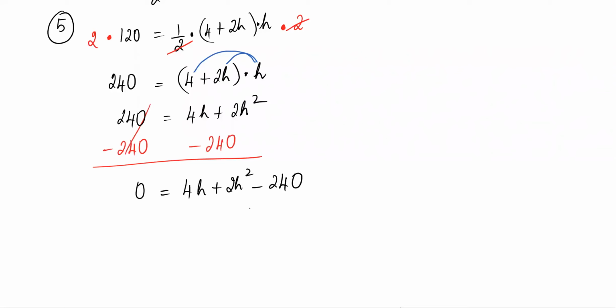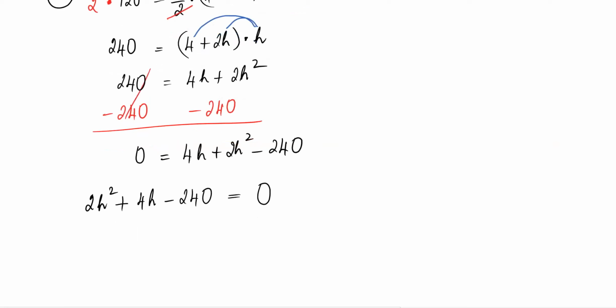I would like to switch the spots, the left side and the right side. And I want to rearrange them so that the highest power is the first term, right? Descending order of powers, equals 0. Okay, this way it matches with what we've always seen. This is of the form ax squared plus bx plus c, and this is a 0.